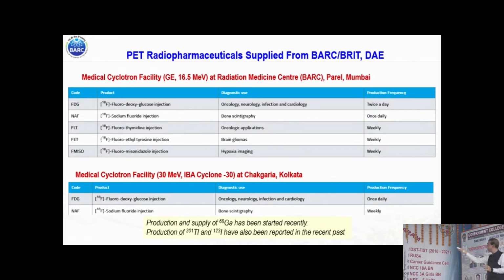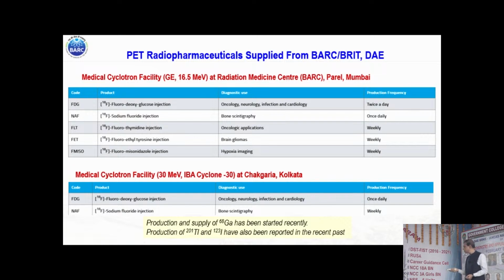Now, these are the different PET radiopharmaceuticals which are produced in our center and used in our hospitals. You can see this is the FDG produced twice, now thrice daily maybe, and there are some other radiopharmaceuticals, like this fluoroethyl tyrosine produced weekly, which is used for brain gliomas. For brain cancer, we use this radiopharmaceutical.